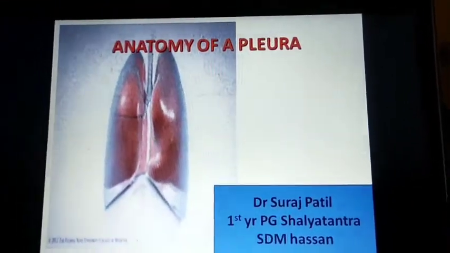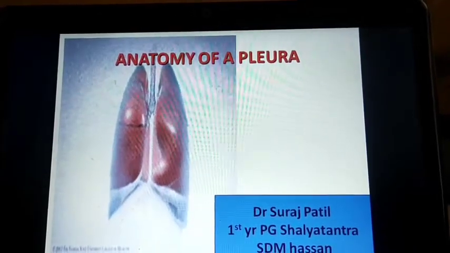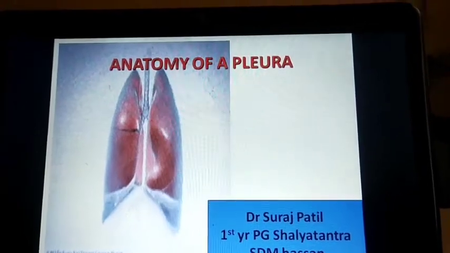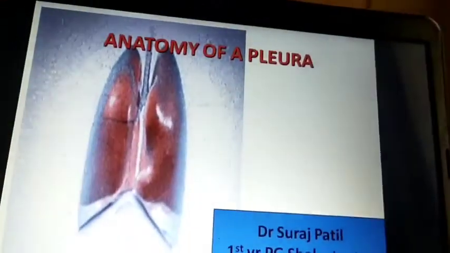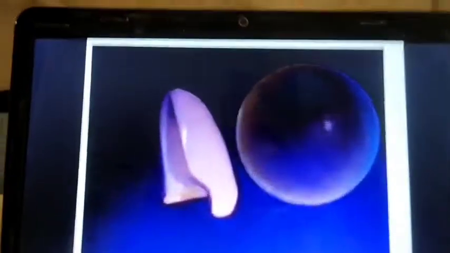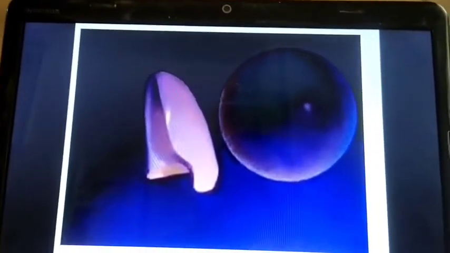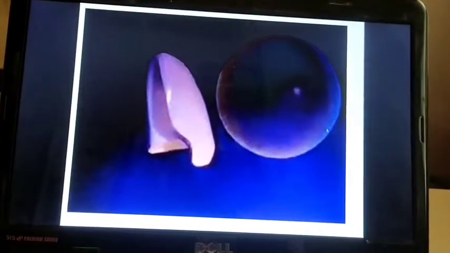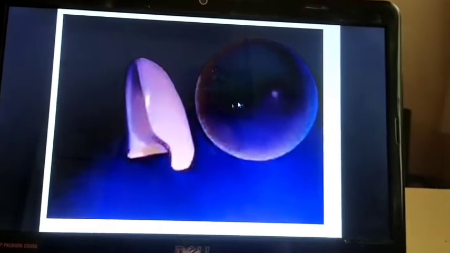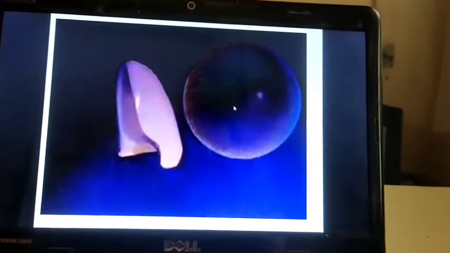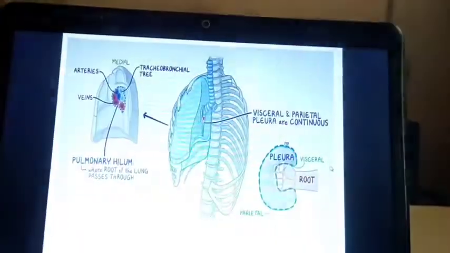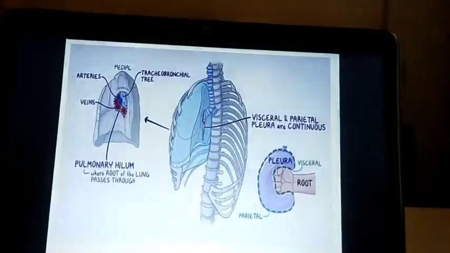You can see how the pleura covers the lung, just as the peritoneum covers the abdomen. In the same way, the lung is covered. You can see this is the lung, and this is the pleura. You can see it in this picture.